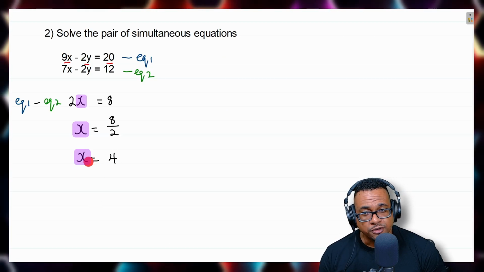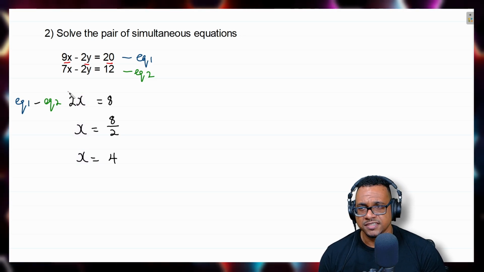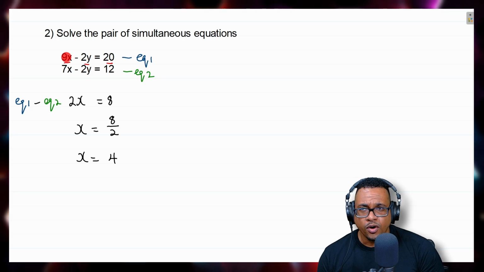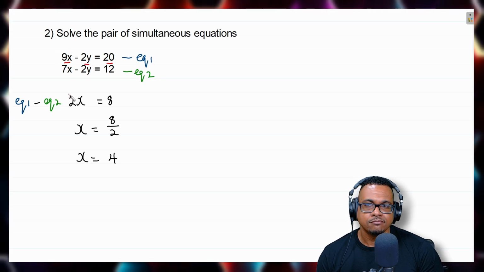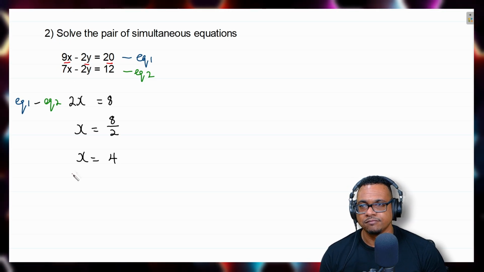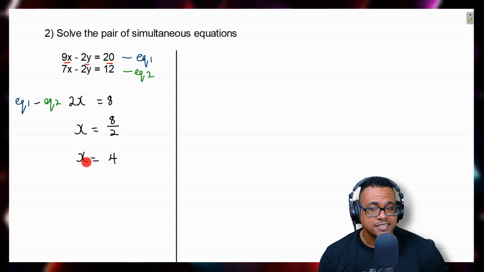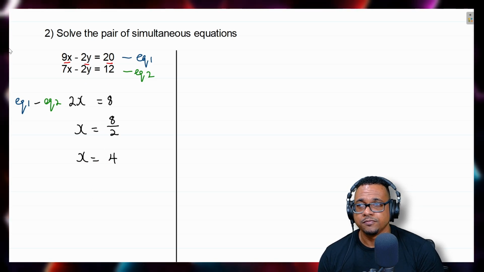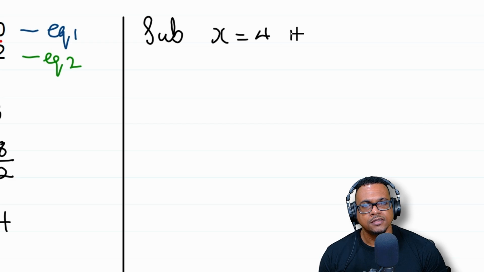So now that we know the value of x, we could go and find the value of y. And we can use any of the 2 equations. Because in equation 1, this 9x means 9 multiplied by x. So that will just be 9 multiplied by 4. And in equation 2, 7x means 7 multiplied by x, which is 7 multiplied by 4. So this time, I'll use equation 2. So I'm going to substitute x equal 4 into equation 2. I'll use the word sub for short, sub for substitute. All right, x is equal to 4 into equation 2.